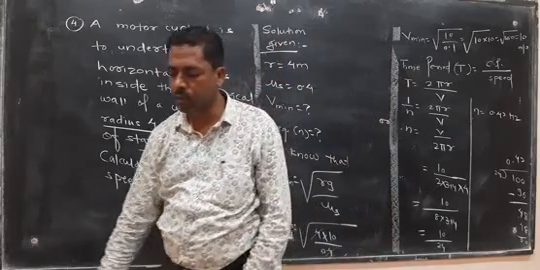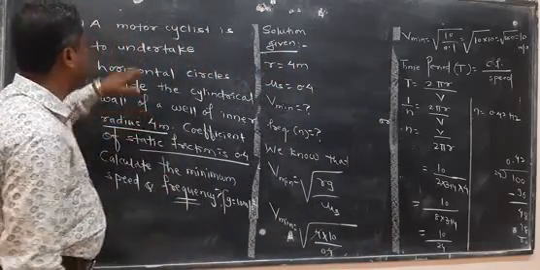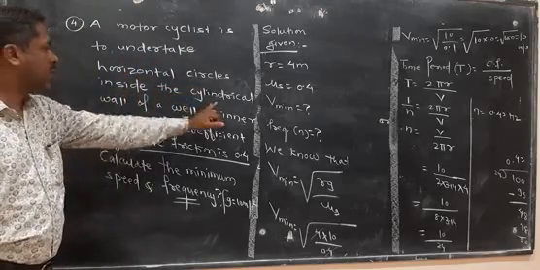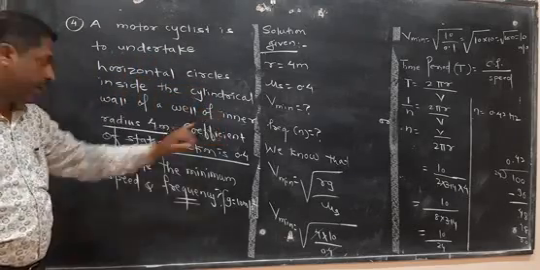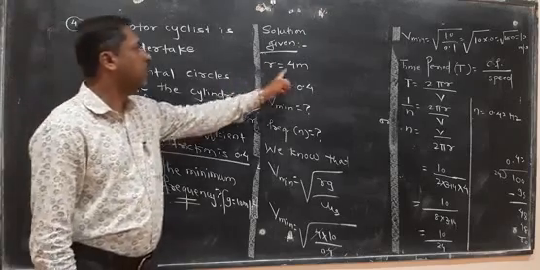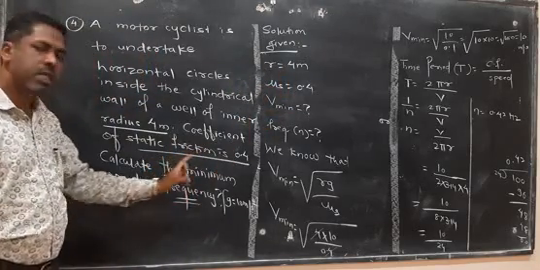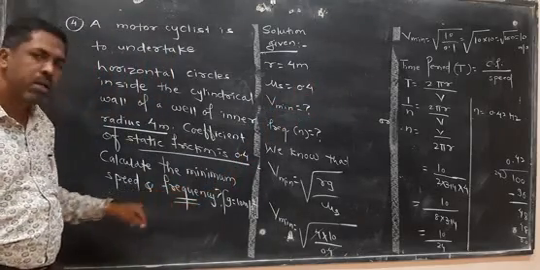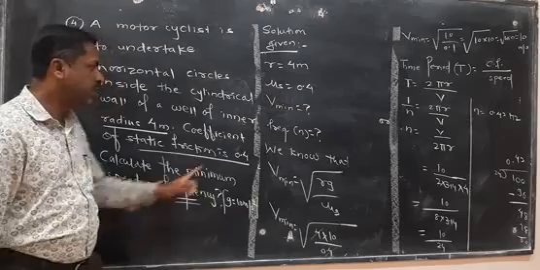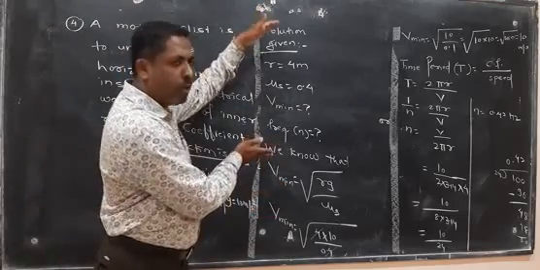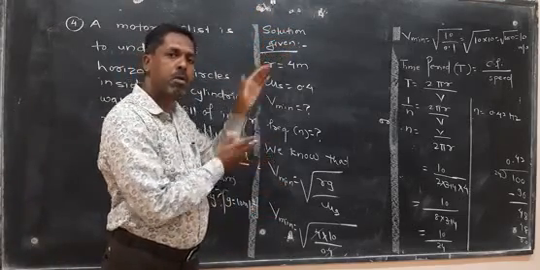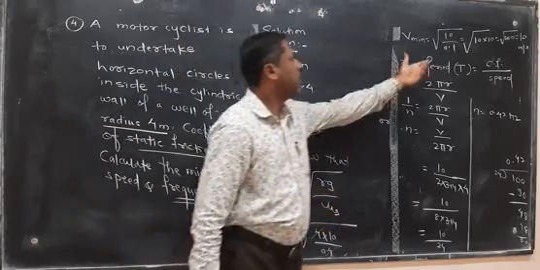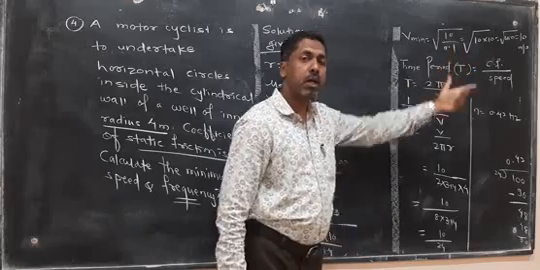Watch it carefully. What is given here? A motorcyclist is to undertake horizontal circles inside the cylindrical wall of a well of inner radius. Radius is given, 4 meter. Coefficient of static friction given, mu is 0.4. What is to be calculated? Minimum speed v min and frequency n. With the help of this given data, we are well familiar with the formula v min is equal to root of rg upon mu. Put the values. We get finally v as 10 meter per second.